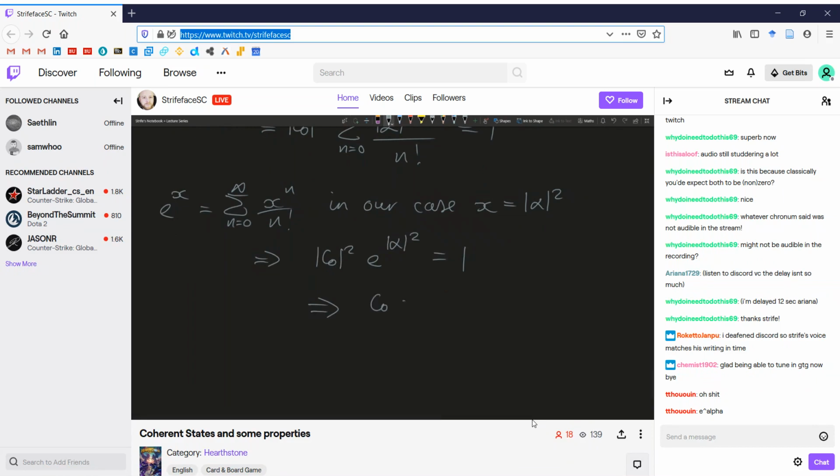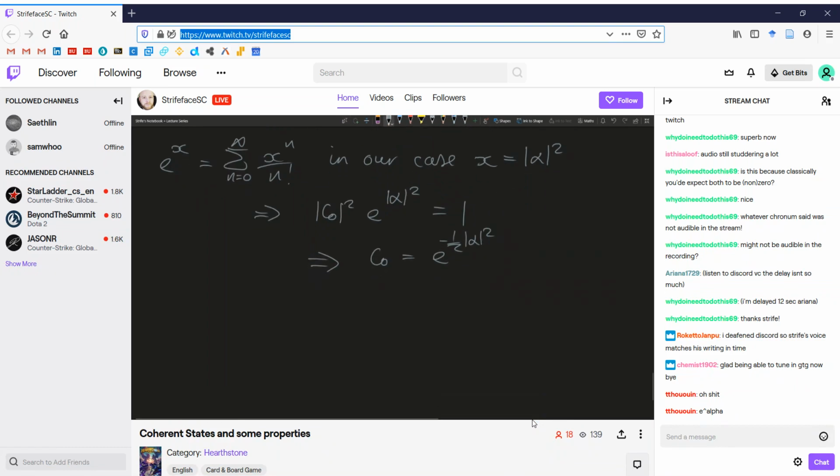We started with an eigenvalue equation, and then we let alpha be written in the number state basis. We're putting that all together.